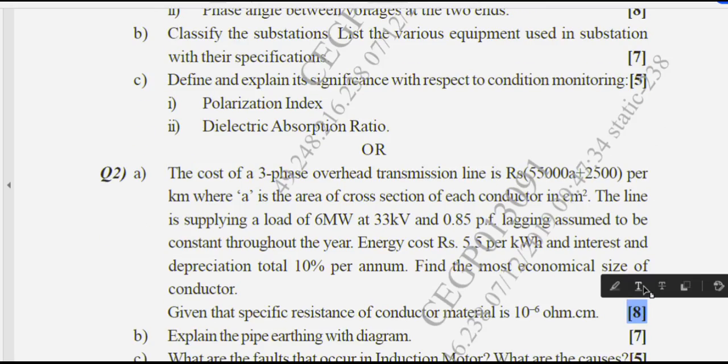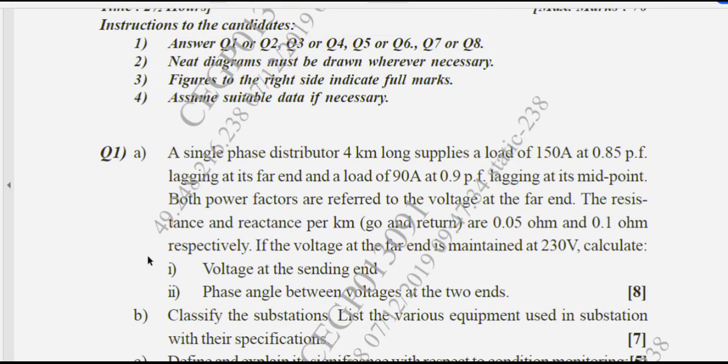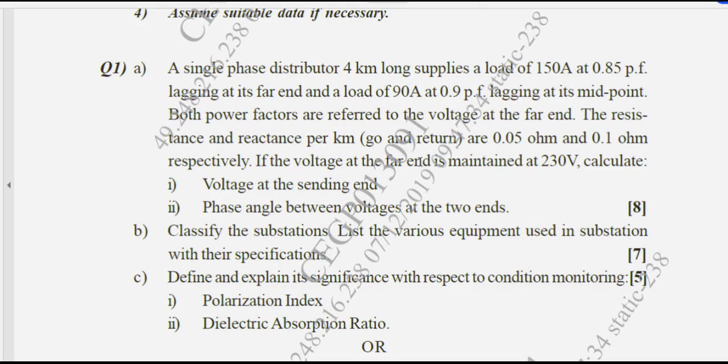In the end semester exam, this unit number 1 will definitely be asked for the numerical only. We can see the numerical asked from unit number 1 is only one numerical in the entire syllabus, based on the calculation of the voltage at the sending end, and the economic choice of the conductor.